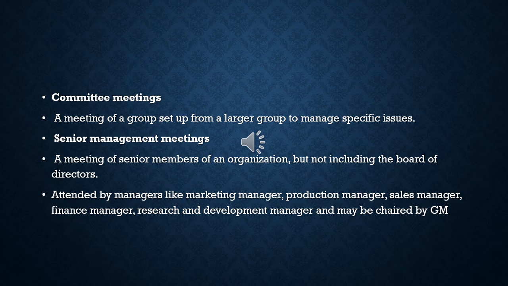A senior management meeting is a meeting in which the senior members of an organization, but not actually the board, take part. For example, in our university we have members of the board, but they conduct their separate meetings. However, in senior management meetings, there are members like the HODs, the heads of different departments or different sections. They conduct a meeting, and that could be called a senior management meeting.